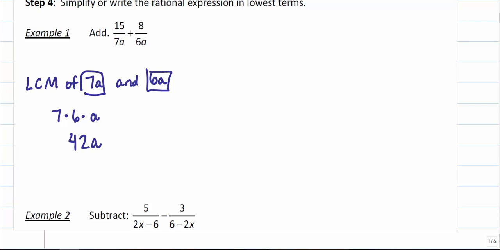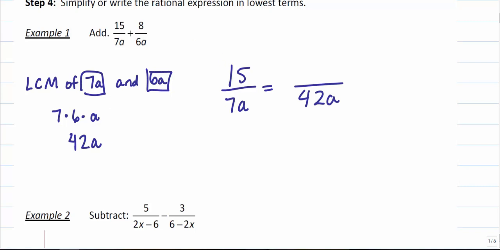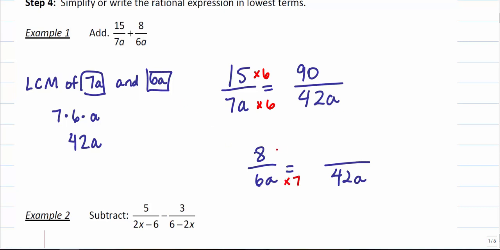So now the goal is, how can I write 15 over 7a as something over 42a? Well, to do that, all I need to do is multiply by 6. So, of course, I would multiply the top by 6. And so 15 times 6 would give me 90. And then I'm going to do the same thing for 8 over 6a. I need that to be 42a. So, in order to do that, I need to multiply by 7. I must do that to the numerator as well. And so 8 times 7 is 56.